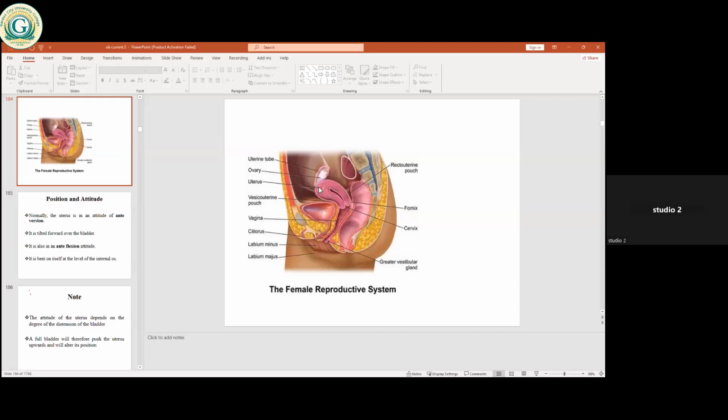And then you have the cavity. This is the cavity. The diagram is not very clear, but it's triangular in shape. That is the cavity. So you have the body, you have the cornua, you have the fundus, you have the isthmus. We are now coming to the isthmus.